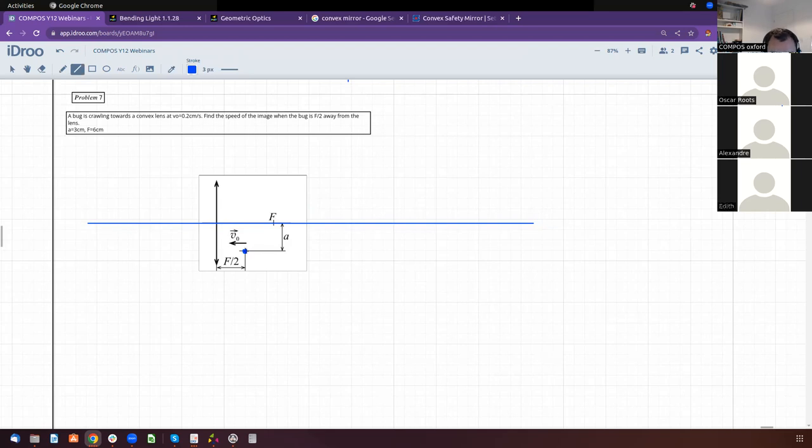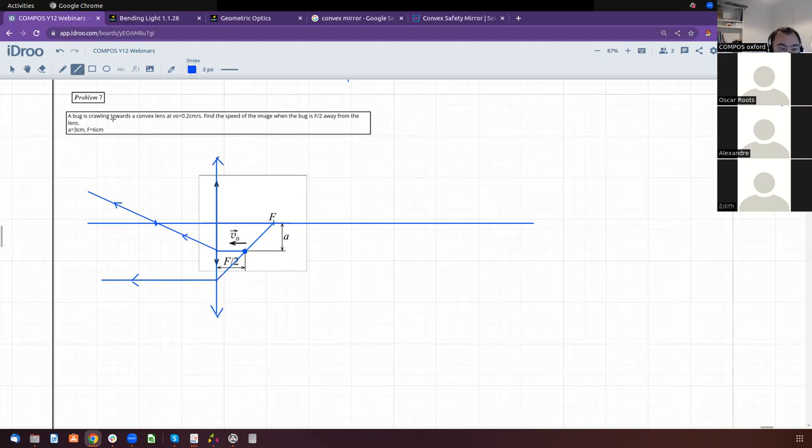We know that the ray of light going parallel to the axis goes through the focal point. So we find this is the second focal point. That's the first ray of light. The second ray of light travels from the focal point through the bug and comes out parallel to the optical axis. So we can find where the image is. The lens is not big enough, so let's just make the lens bigger.